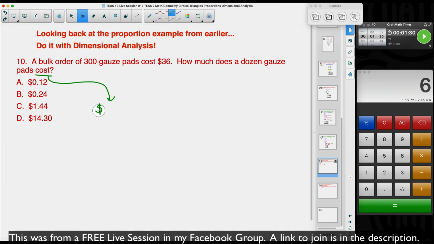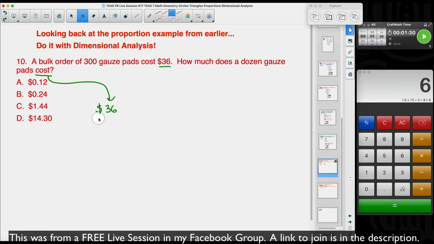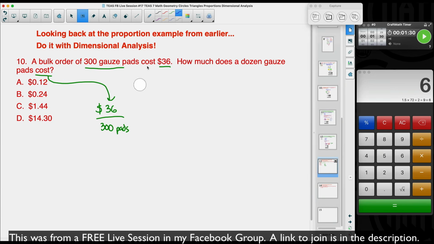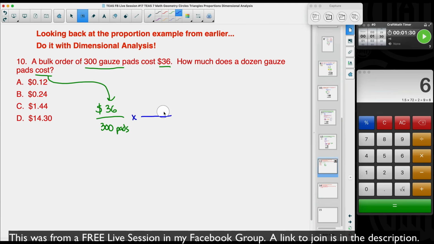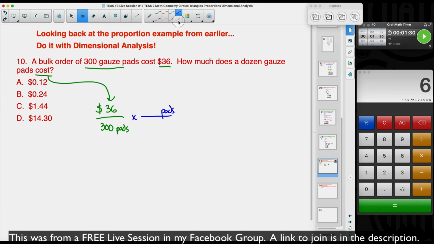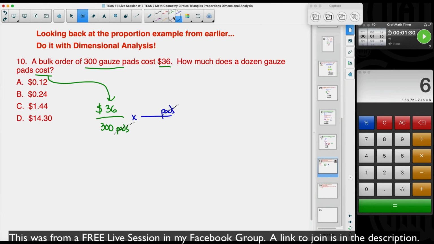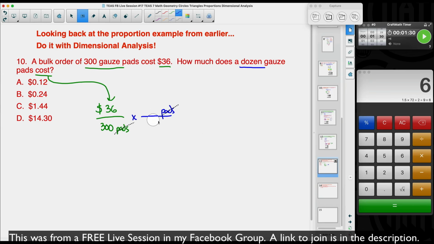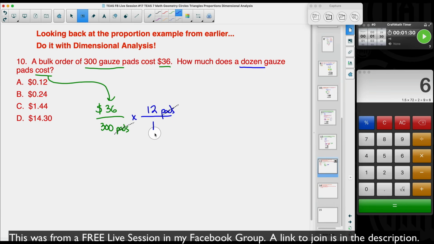What's something that we know about cost in our problem? We know that $36 in our problem, that will get us 300 of these gauze pads. What word do we need to get rid of? We need to get rid of the word gauze pads. I just shorten that up so we can cancel out the gauze pads. And what do we know? What's some other information that we know about our gauze pads? There's a dozen of them. So I'm going to say 12 of those pads. And we don't need to do any more fractions. I'm just going to put it over 1 for decoration.